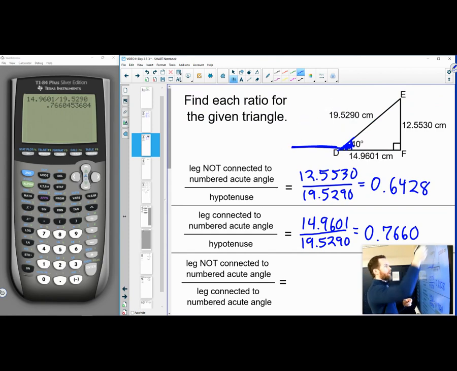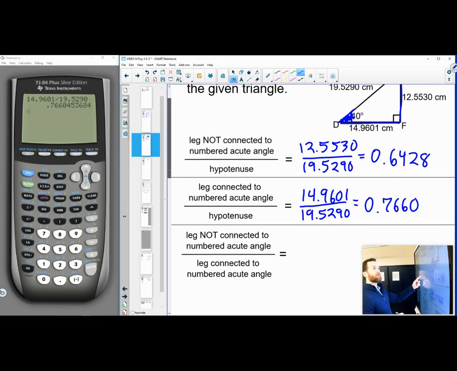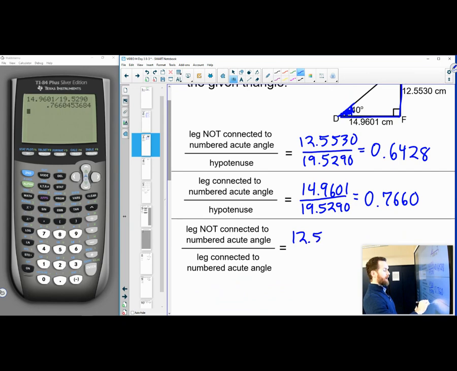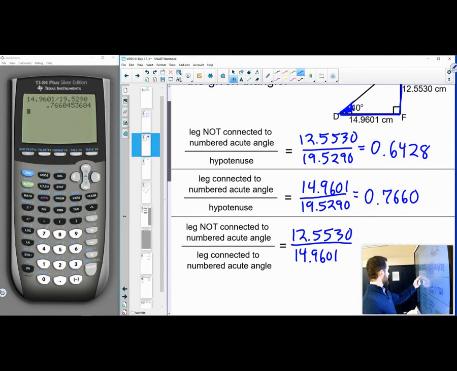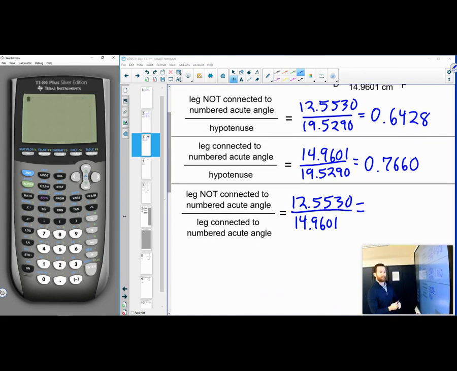And last but not least, leg not connected to the connected leg. So this time we actually do need to get rid of the hypotenuse. The not connected leg is 12.55, and the connected leg is 14.96. So let's write that down here. 12.5530, all divided by 14.9601. And let's divide and see what we get. 12.5530, divide that by 14.9601, hit enter, and we get 0.8391.